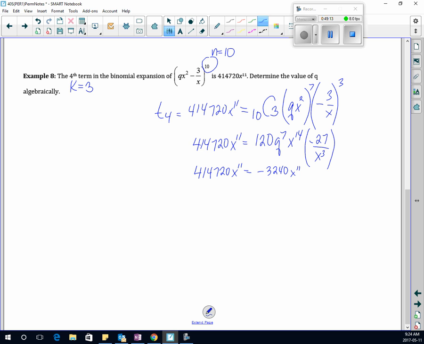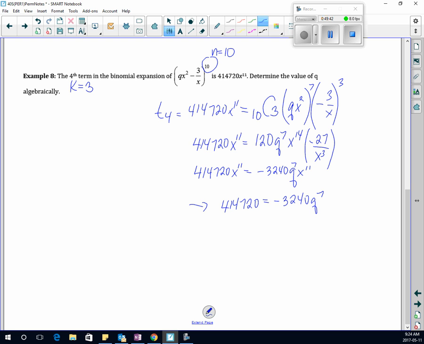Oh, I forgot my q. Sorry about that. That's what we're solving for. Q to the power 7, x to the power 11. So if they're both x to the power 11, that means that 414,720 equals negative 3,240 q to the power 7. Is everybody good with what I concluded out of that?